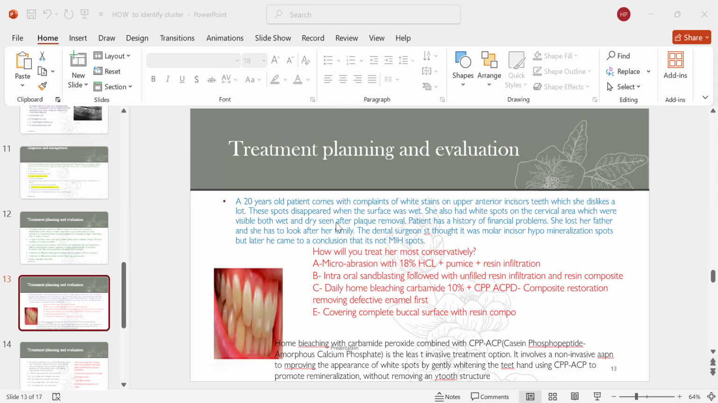Okay. There are high chances the patient has gone for the ortho treatment. But that's the initial caries part. Okay. So how will you treat most conservatively? So out of these options, which option do you think is the most conservative?